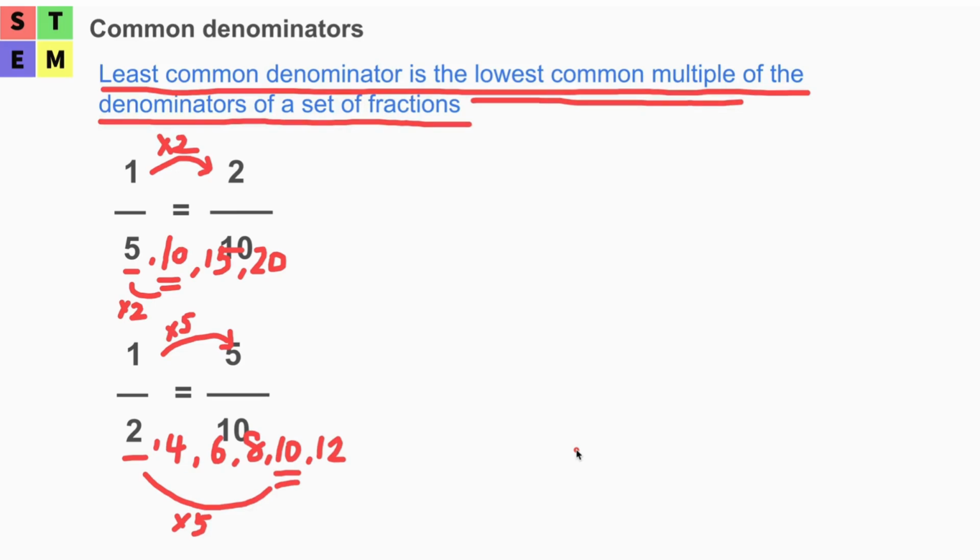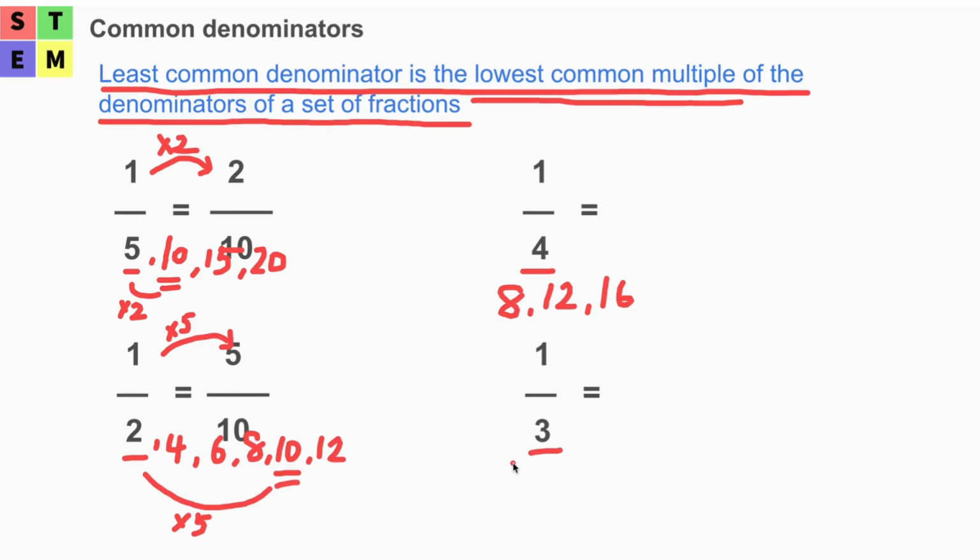Let's take a look at another example. We have 4 here and 3 here. Again, let's find the least common multiple between 4 and 3. 4 times 2 is 8, 4 times 3 is 12, 4 times 4 is 16.